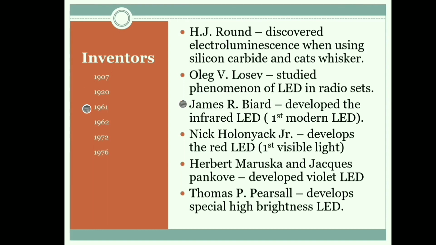Later on, the infrared LED, which is known as the first modern LED, was developed in 1961, and the first visible light, that is red light, the first visible LED, was developed in 1962. Then the violet LED and the high brightness LEDs were developed in 1976 and so on. This basically took a lot of years, as you can see, from 1907 to 1976. A lot of physicists worked on it and helped us in making our life better.